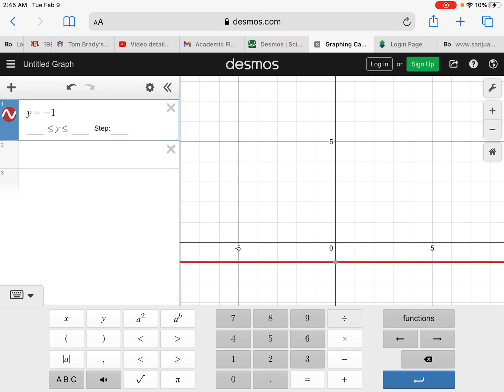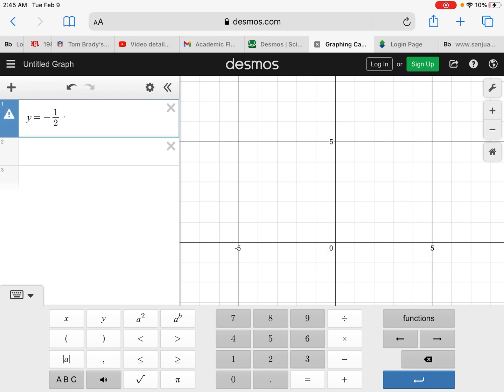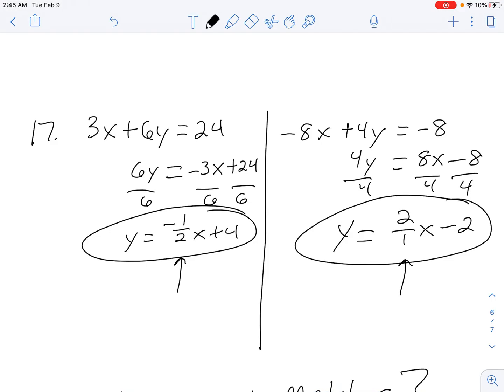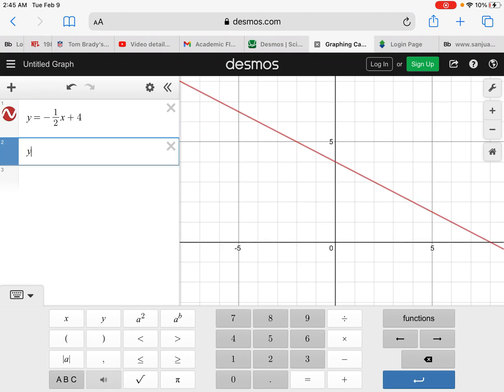So the first one was y equals 1/2 x. Make sure you move over. Whoops, not plus. 1/2 x, and then it was plus 4, like so. And then the second equation that we got was 2x minus 2. So we type in y equals 2x minus 2. And then you can clearly see what it looks like.